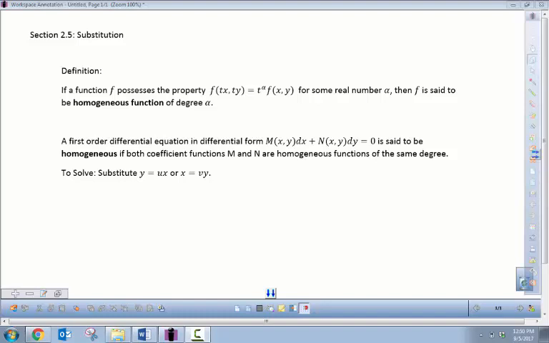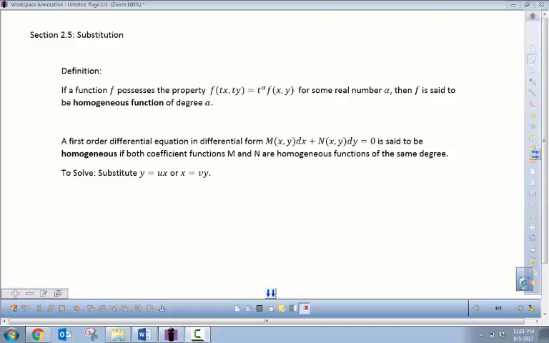So now we're going to define other forms and other types of functions so that we can further classify a differential equation and then have more tools to solve it. So our first definition here is a homogeneous function.